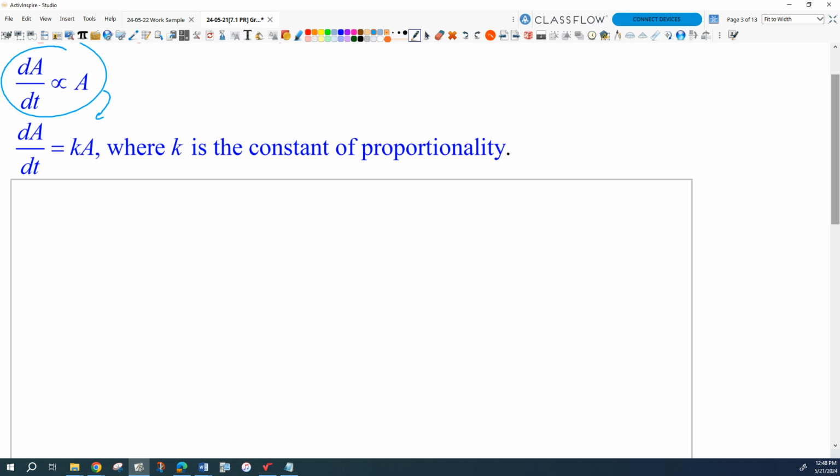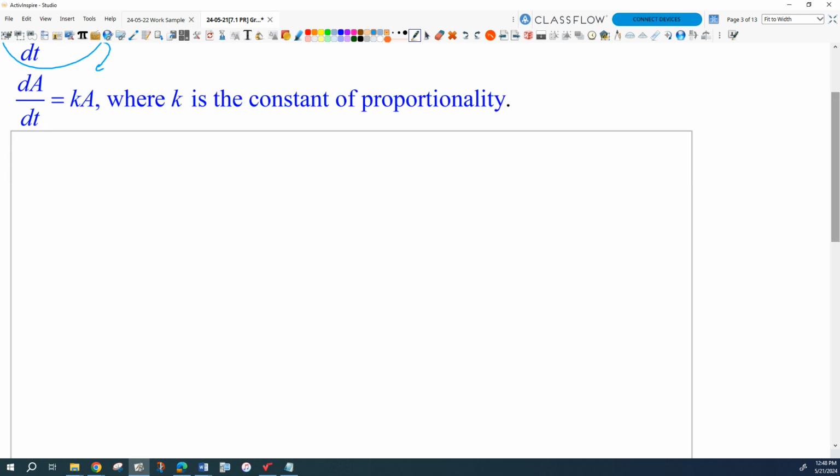Give me 1 to 5 so far. You guys remember about proportionalities, right? All proportionality means is that if I have an equation like this, regardless of what k is, if A doubles, then dA/dt would double also. Agreed? Okay.